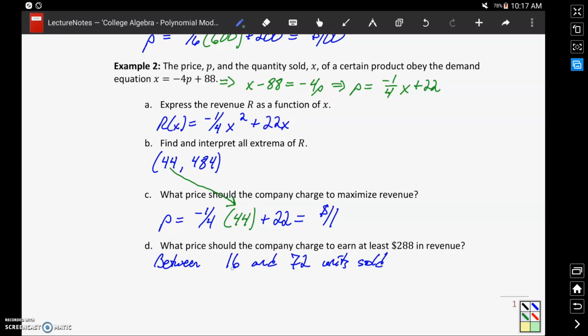What we can do then is take those values and substitute them into our price demand function, which would generate price points of $18 and $4. Meaning if we want to achieve that revenue of at least $288, we're going to have to sell our product for anywhere between $4 and $18.